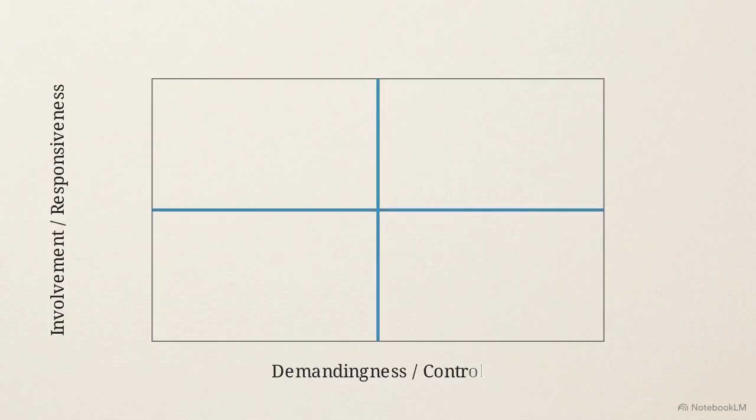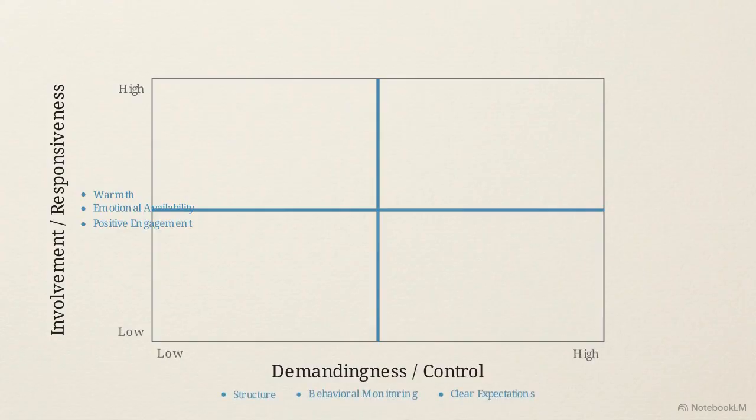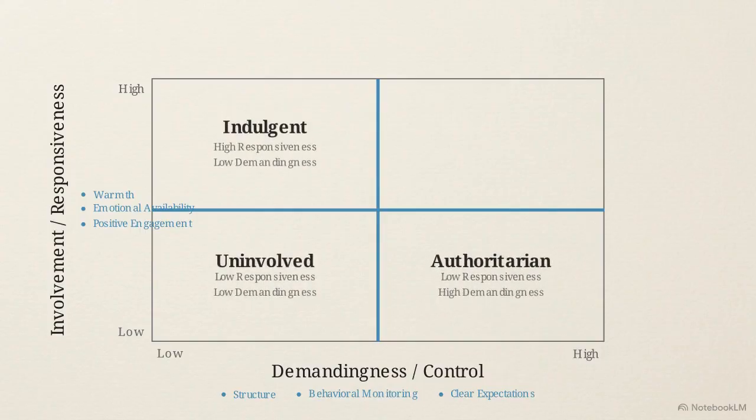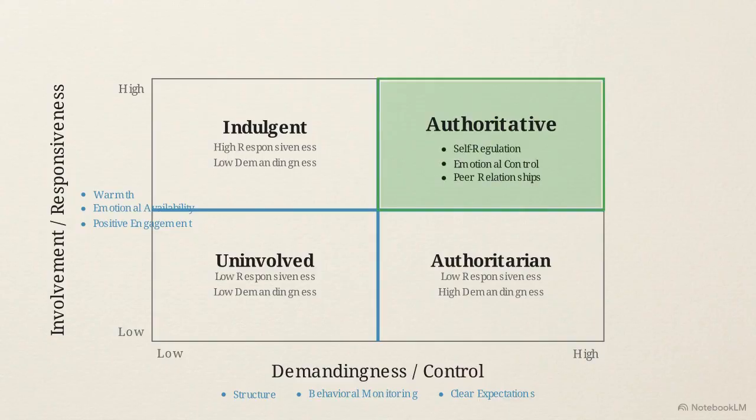This chart shows the clinical assessment of parenting, relying on a 2x2 matrix to track two central dimensions: involvement, or responsiveness, on the y-axis, and demandingness, or control, on the x-axis. The vertical axis measures a caregiver's warmth, emotional availability, and positive engagement. The horizontal axis measures structure, behavioral monitoring, clear expectations, and active behavior management. Authoritative parenting, which scores high on both axes, consistently serves as the most robust predictor for a child's positive self-regulation, emotional control, and peer relationships.